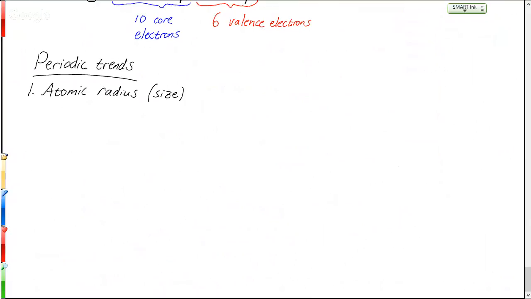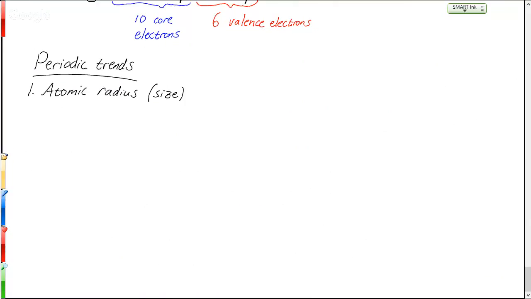So before we look at a graph of which ones are bigger than others, what would you think, and we'll start with the easier one, as you go from top to bottom in the periodic table, do you think that atomic size increases or decreases? So as you go from the elements in the top down to the elements on the bottom, would you expect the size to increase or decrease? Increase. Almost everybody said that. That's true. Why? How'd you know?